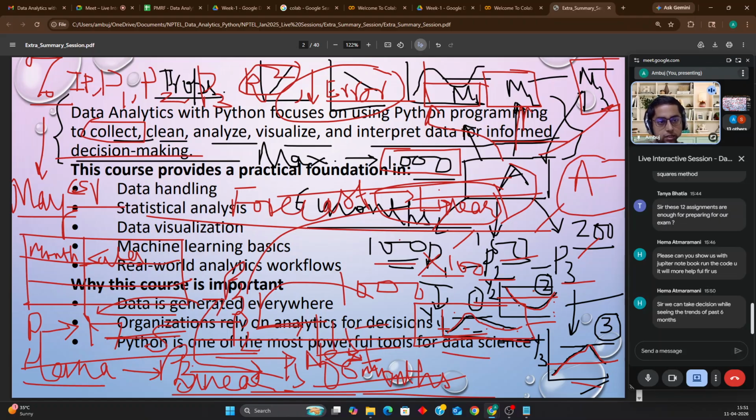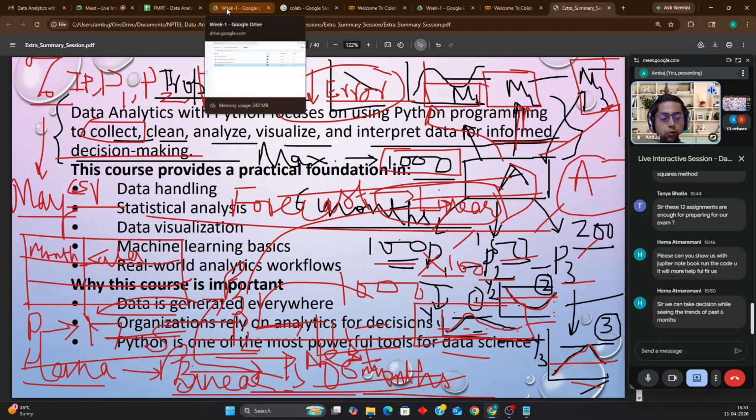Please, can you show us with Jupyter Notebook? Run the code. It will be more helpful for us. Sir, we can take a decision while seeing the trends of the past 6 months. Yes, you can take the decision while seeing the trends of the past 6 months. That is absolutely correct.